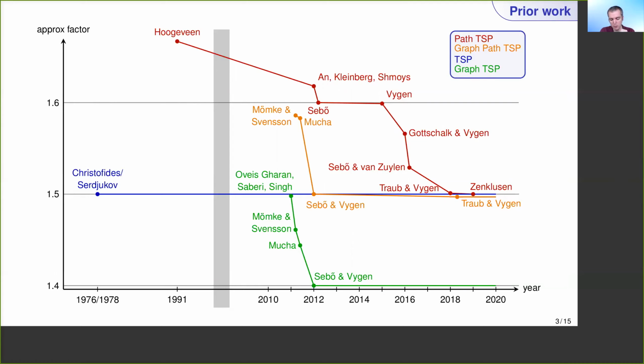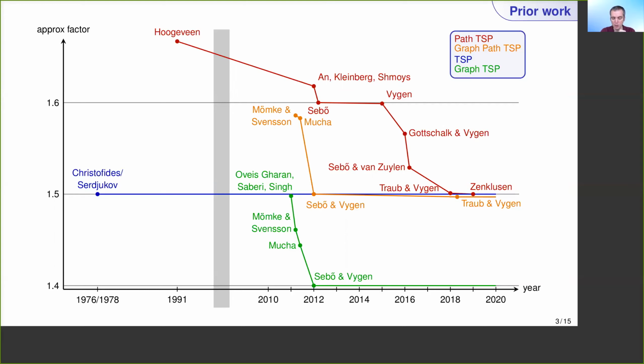For the path version, there's typically quite a gap to the path version. For example, for path TSP, the red line, Hoogeveen observed that Christofides-Serdyukov's algorithm, adapted naturally to the path version, is only a 5/3 approximation, but not a 1.5 approximation. This has been improved by An, Kleinberg and Shmoys in 2012, and then has been successively improved, and only very recently, we've been able to match the 1.5 approximation factor of Christofides and Serdyukov. So here, this gap between path TSP and TSP got finally closed after quite some time.